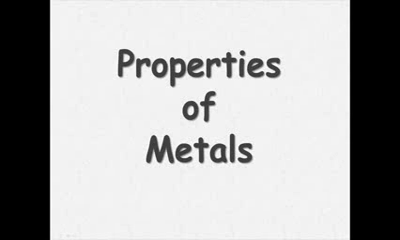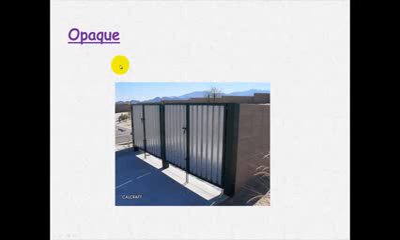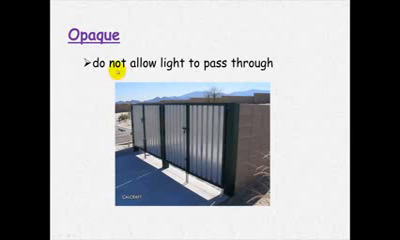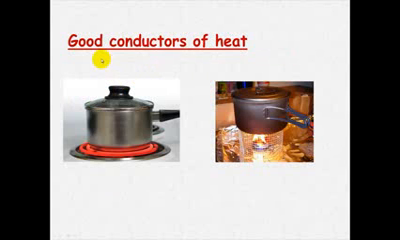Properties of metals. Metals are lustrous. You can see here that it's nice and shiny, and lustrous means that it reflects light. They are opaque, which means light can't pass through this. You also can't see through it because of that. They're good conductors of electricity, and they're good conductors of heat. And that's why we use them for cooking.